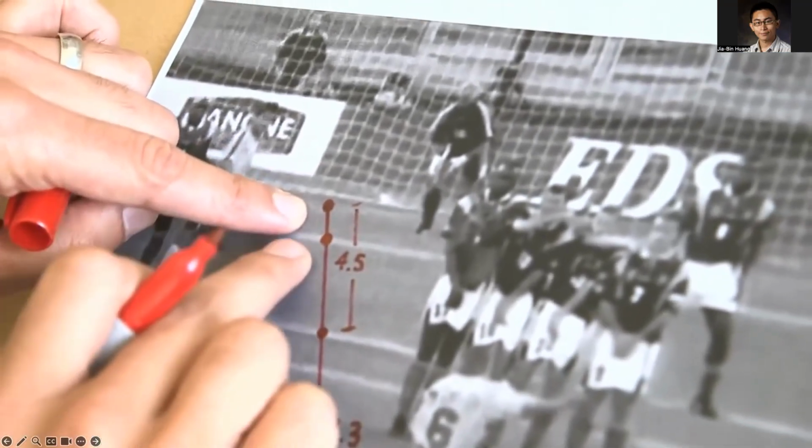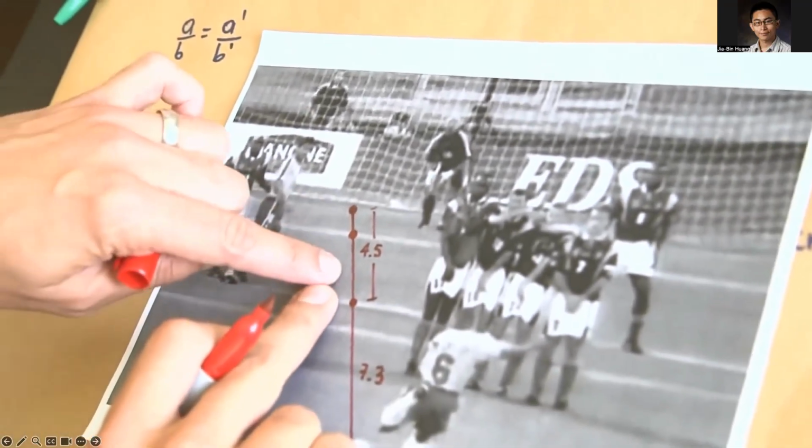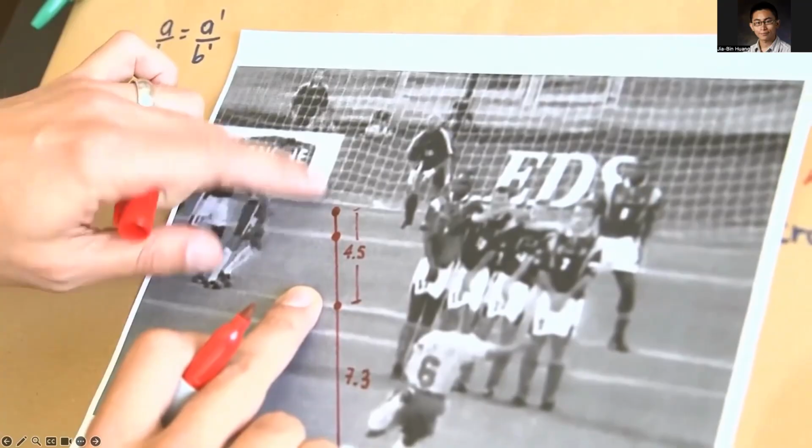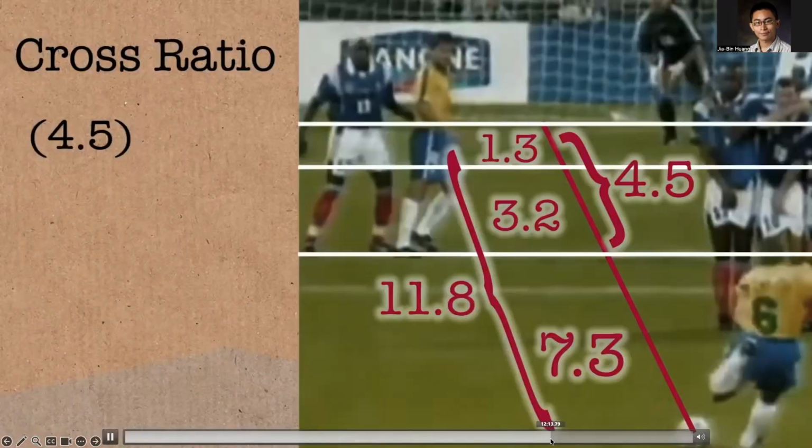But we talked about how in this picture, these distances look longer if they're closer to you. So I think when I measure this, I should get that this should be bigger than 2 times this. There's our distortion there. So let's take out the ruler and measure it. 1.3.